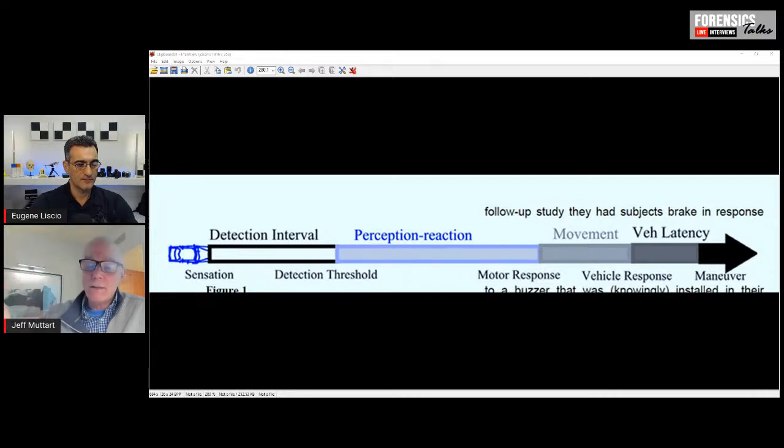And then the vehicle latency time. Vehicle latency is from the moment they touch the brake, how long does it take them to get 0.4 G or more braking? In other words, hard braking.